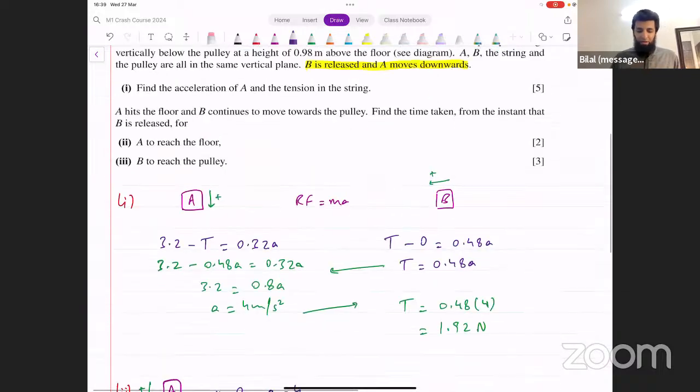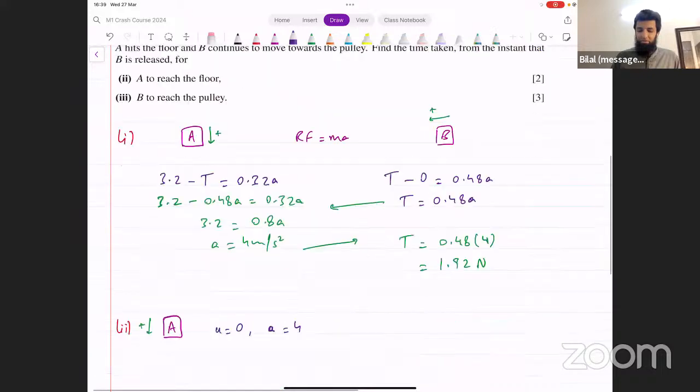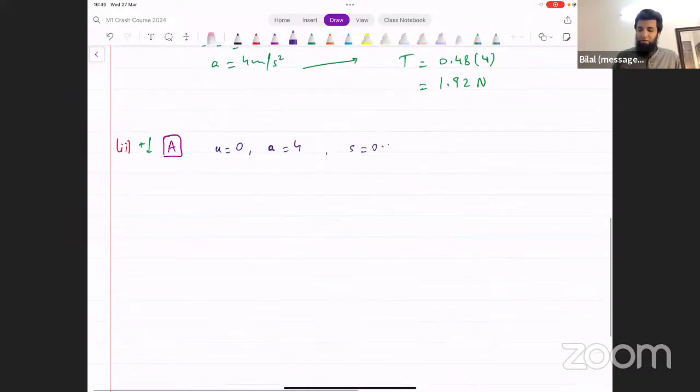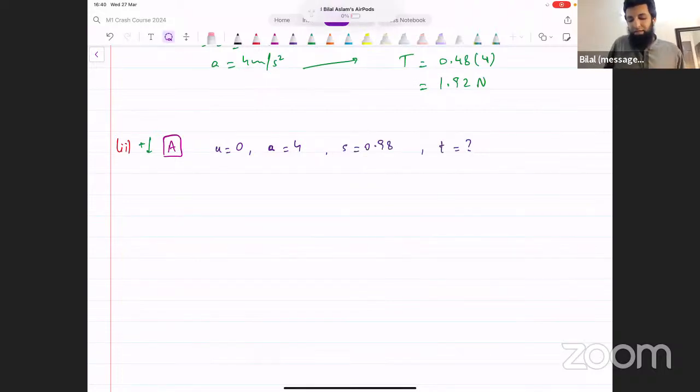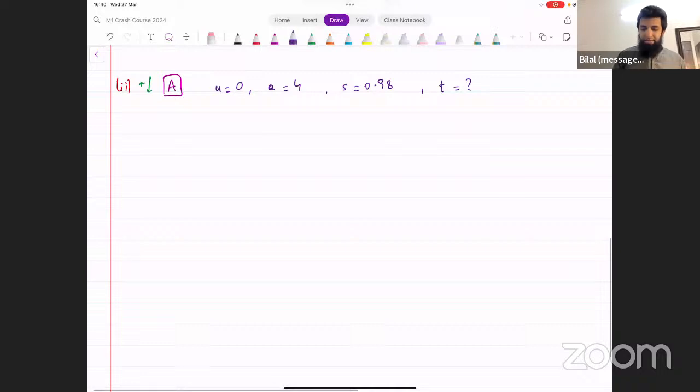What else do we know? We know the displacement, 0.98, right? The displacement until the floor is going to be 0.98 meters. What we want to find is the time taken. So T is what we have to find out. Which equation connects these four things? S, U, A, and T. That's S equals UT plus half AT squared.